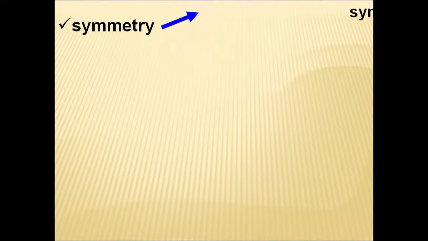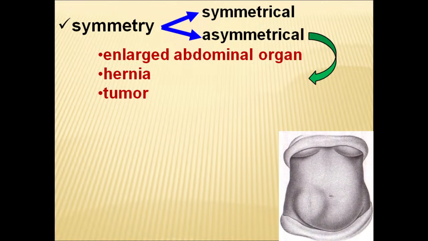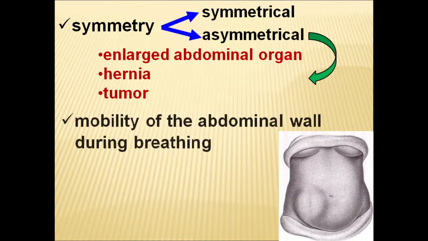Symmetry. Normally, the abdomen is symmetrical when we put a line through the navel, vertical and horizontal. Both right, left, upper and lower parts must be the same. In pathology, asymmetry of the abdomen may be a result of enlarged abdominal organs or local protrusion of the abdomen. It may be a result of hernia, because of weak abdominal muscles and protrusion of an organ through the wall under the skin, and due to growth of tumor.